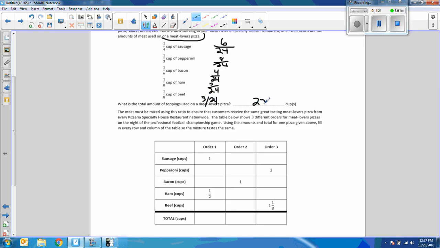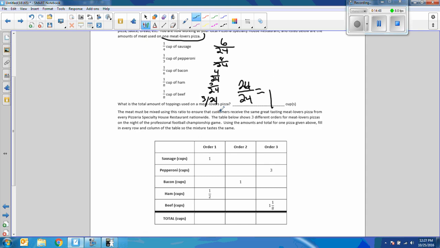So if I take 24 as my denominator, add the numerators: 8 and 6 is 14, and 4 is 18, and 3 is 21, and 3 is 24. Well, that's 24 24ths, which equals 1 whole cup.